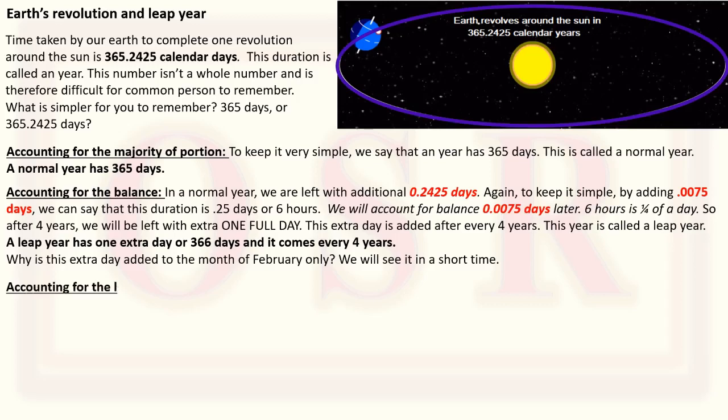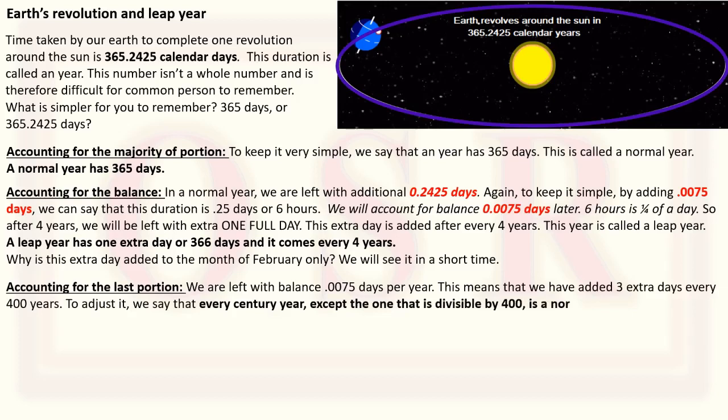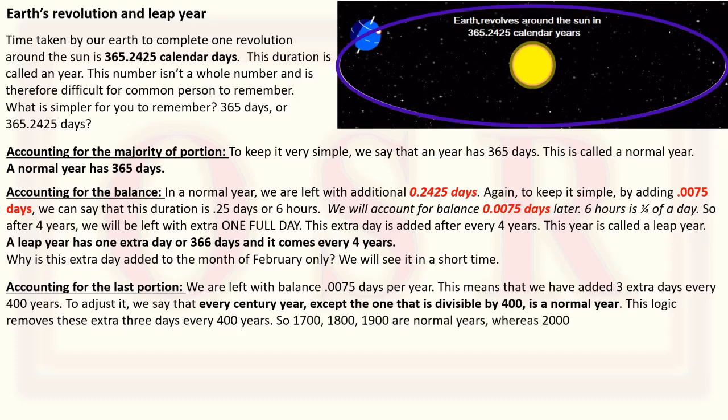Now accounting for the last portion, we are left with a balance of 0.0075 days per year. This means that we have added 3 extra days every 400 years. To adjust it, we say that every century year except the one that is divisible by 400 is a normal year. This logic removes these extra 3 days every 400 years. So 1700, 1800, 1900 are normal years, whereas 2000 is a leap year. Every century year which is divisible by 400 only is a leap year.